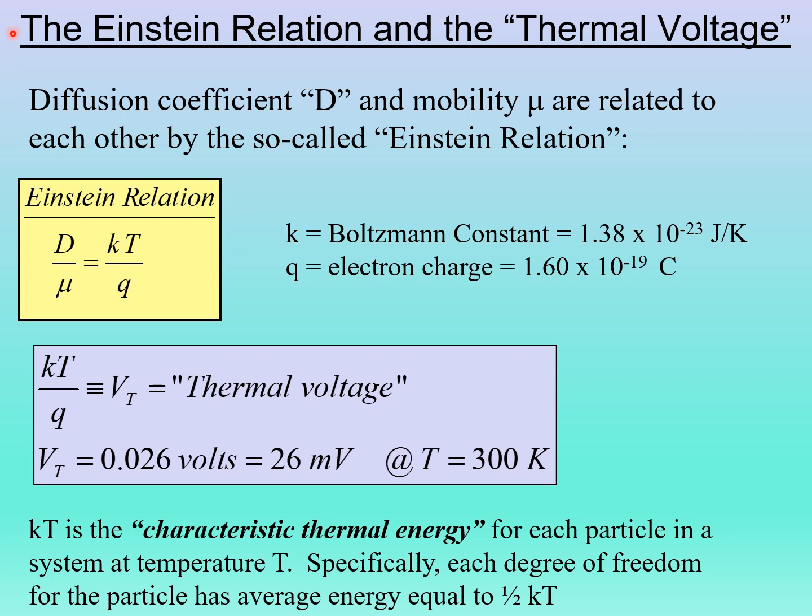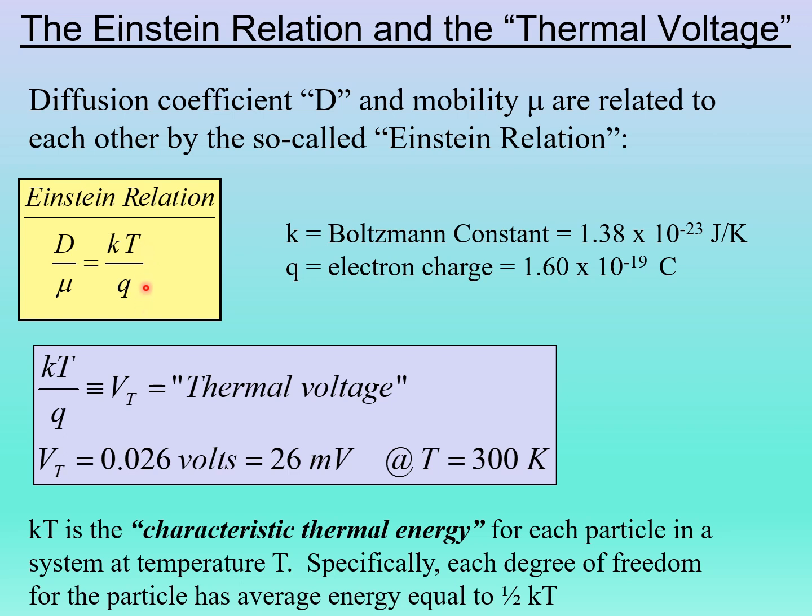So there's something called the Einstein relation, and it leads to another important concept that we're going to see very often. It's actually a constant called the thermal voltage. So we've seen that for diffusion current, we're talking about diffusivity, D, sometimes called the diffusion coefficient. And for drift current, it depends on the mobility, mu. Well, Albert Einstein actually figured out that D and mu are related to each other, and that's why it's called the Einstein relation. And it sort of rhymes. It says that D over mu is equal to kT over q.